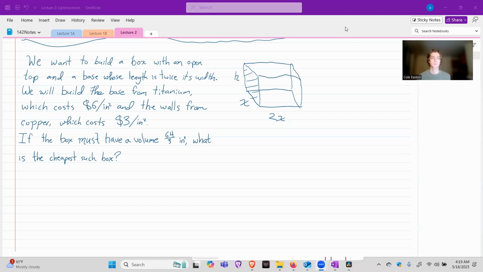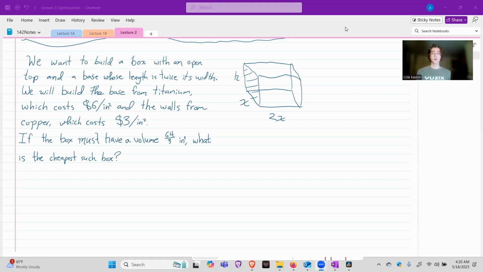Here's our next problem. It says, we want to build a box with an open top and a base whose length is twice its width. We will build the base from titanium, which costs $6 an inch squared, and the walls from copper, which costs $3 per inch squared. If the box must have a volume of 64/3 inches cubed, what is the cheapest such box?